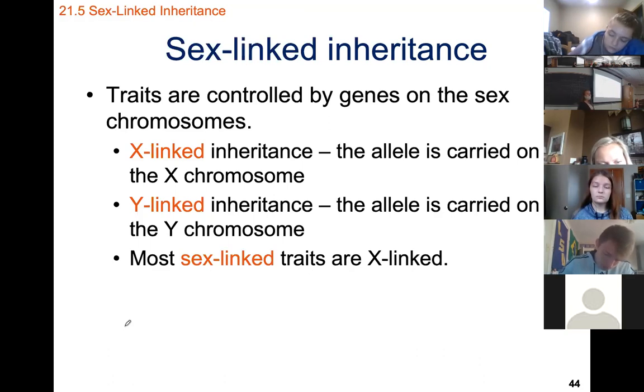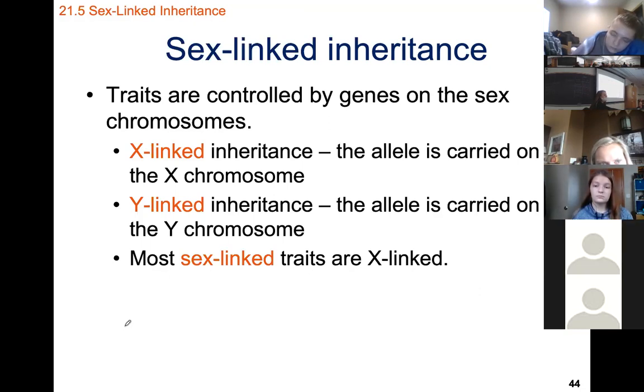So when somebody is XY, that means that in their chromosomes, they have an X chromosome and a Y chromosome, and that indicates male as the sex. Then you have an X chromosome and an X chromosome, and this means that it is a female.